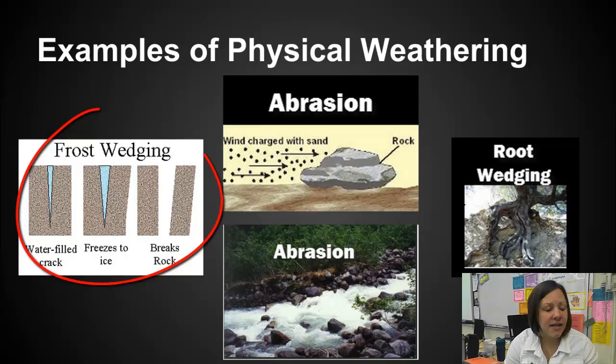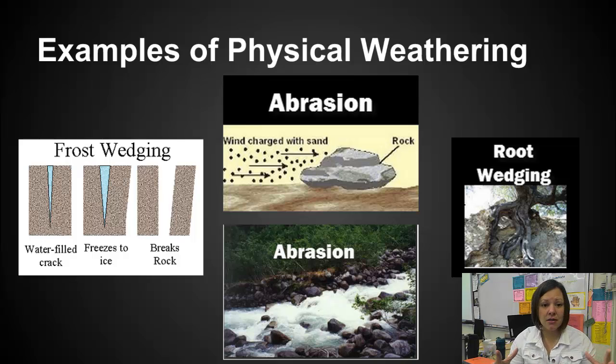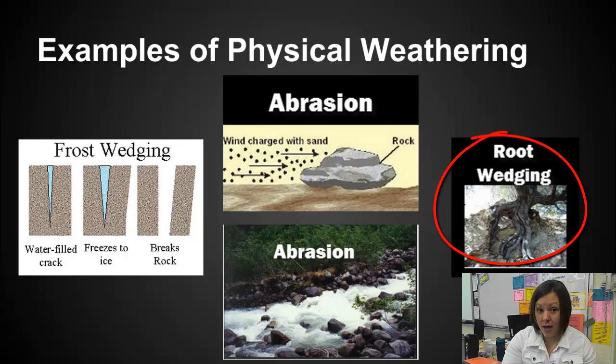Another example is called frost wedging or ice wedging. Oftentimes water gets down into the rocks. Then when the temperature changes and ice forms, ice expands. When it expands, it causes the rock crack or fracture to get bigger and bigger, and pretty soon the rock splits apart. So ice wedging or frost wedging is when the ice forms and causes the rock to be pulled apart. Then we also have what's called root wedging or root pry, and that's simply the roots of a plant breaking the rock apart into smaller sections.